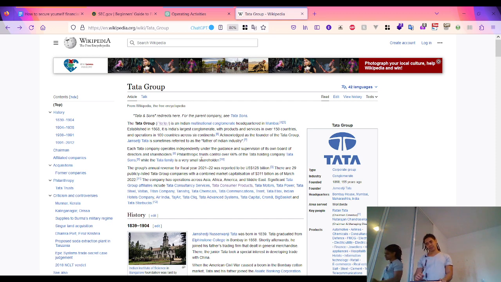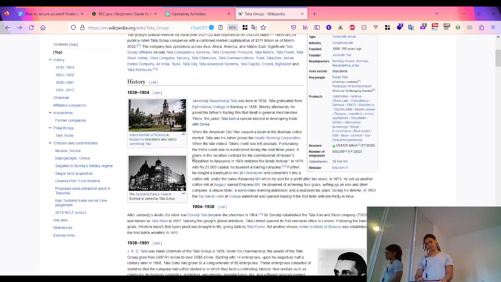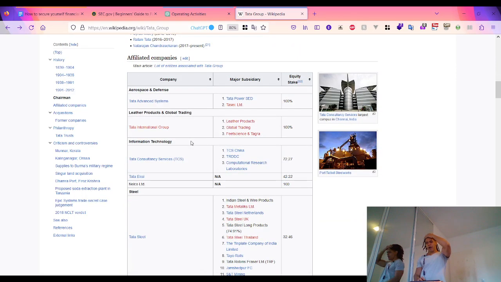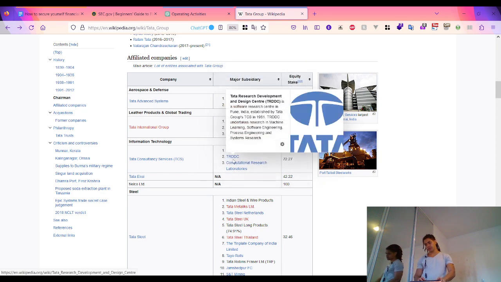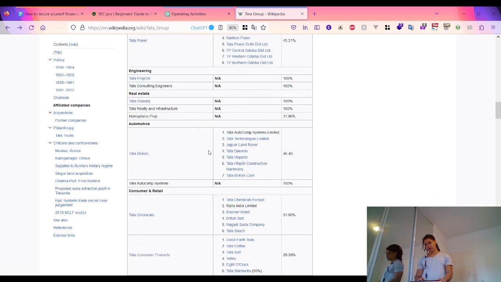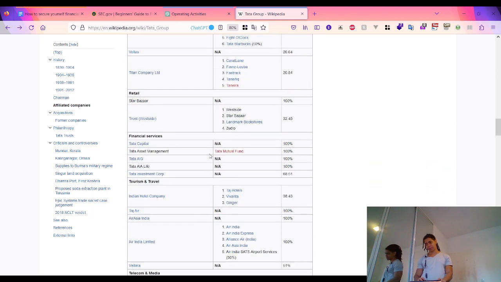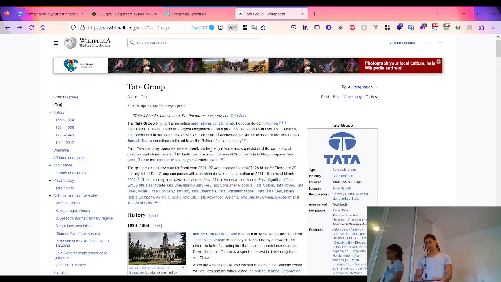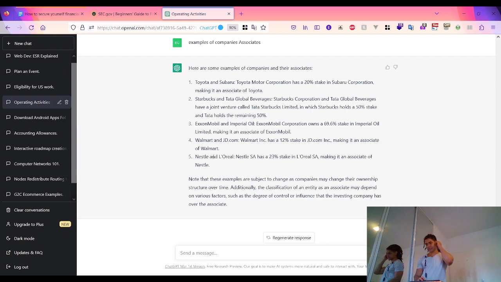Significant Tata affiliates include Tata Consultancy Services, Tata Consultancy China, Computational Research Laboratories, TRDDC, Tata Steel, Tata Power. Wow, this is a conglomerate. Okay, interesting. Tata Group conglomerate. Okay, Nestle and L'Oreal. Walmart and JD. Walmart Inc.